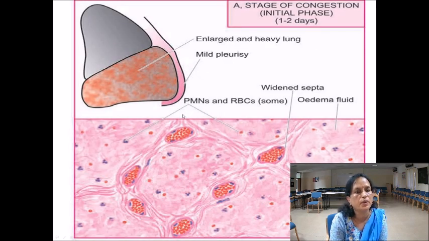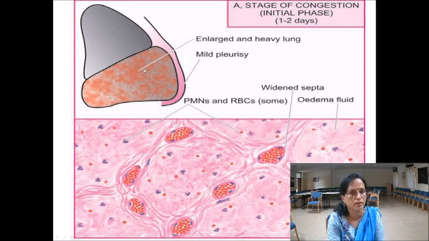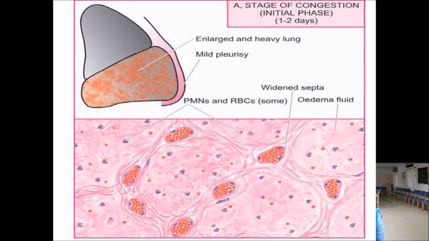The diagrammatic representation. So this is lobar pneumonia. One lobe is involved. Stage of congestion. This is the initial phase, 1 to 2, and the congested blood vessels are shown. Alveoli containing eosinophilic fluid and only a few neutrophils but many RBCs, and with the gram stain we can demonstrate a lot of bacteria.